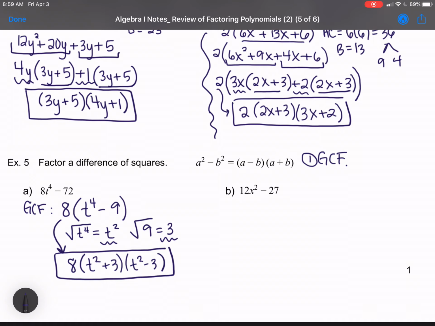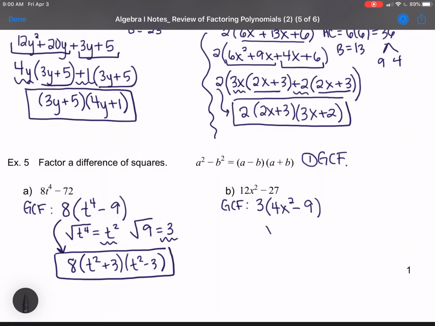And lastly, let's look at B, 12x squared minus 27. So we can't take the square root of 12, so it means we should check for a GCF. So what can divide 12 and 27? That would be 3. We're left with 4x squared minus 9.